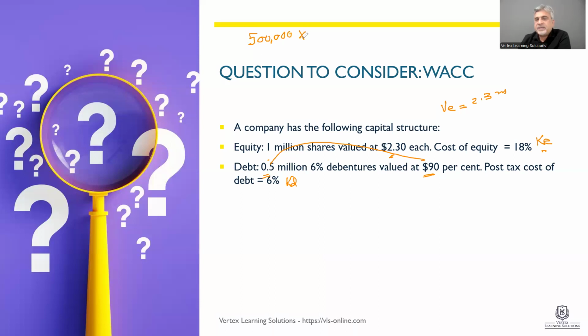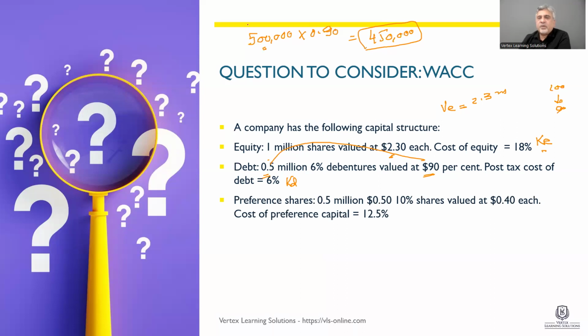But in the market, it is currently sold at $90, which means it is currently sold at 90% of its value, because face value is usually 100. So if it is sold in the market for 90, it is at 90%. So I have to multiply 500,000 with 0.9. So I say that the market value of this debt is actually 450,000. So I need to consider the market value of the debt, 450,000.